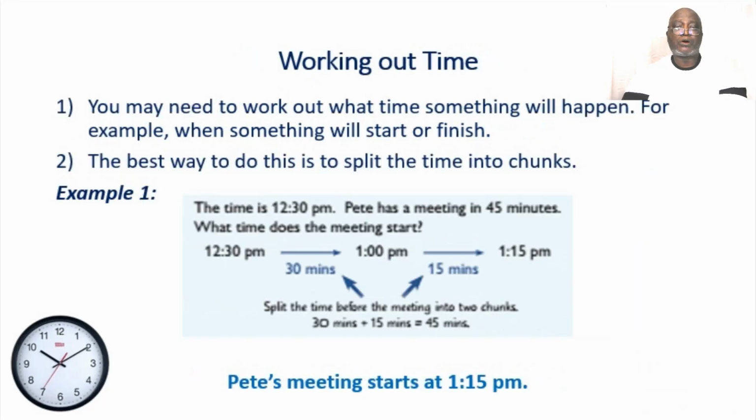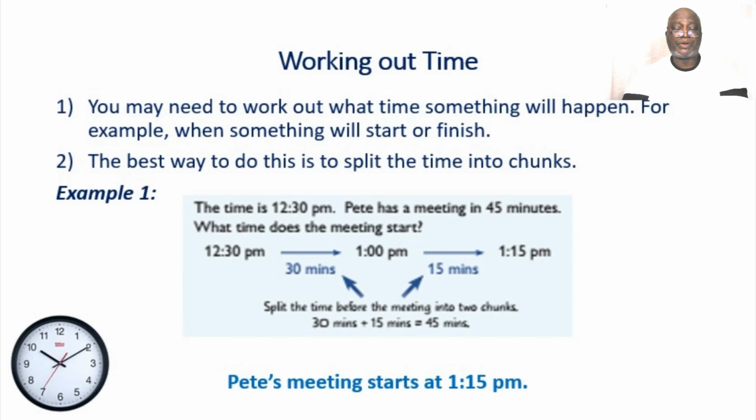You may need to work out what time something will happen. For example, when something will start or finish. The best way to do this is to split time into chunks. If we look at the example, the time is 12:30 p.m. and Pete has a meeting in 45 minutes. What time does the meeting start?